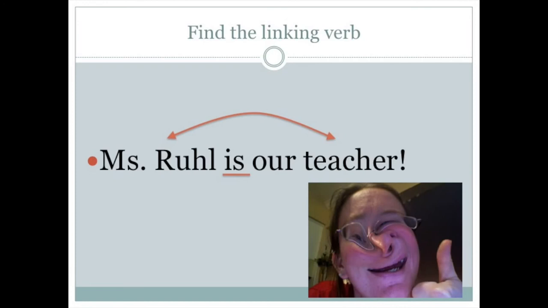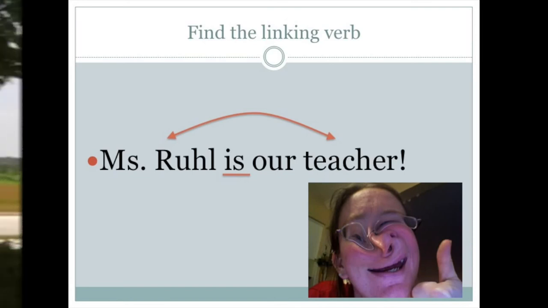In the sentence, Miss Rule is our teacher, the linking verb is, remember that's one of our tricky verbs, is linking the subject, Miss Rule, to another word in the predicate that is restating the subject. In this case, teacher. Because teacher is a noun, the word teacher is a predicate nominative. The linking verb is linking the subject, Miss Rule, to the predicate nominative, teacher. In the next video, find the linking verb and the predicate nominative.